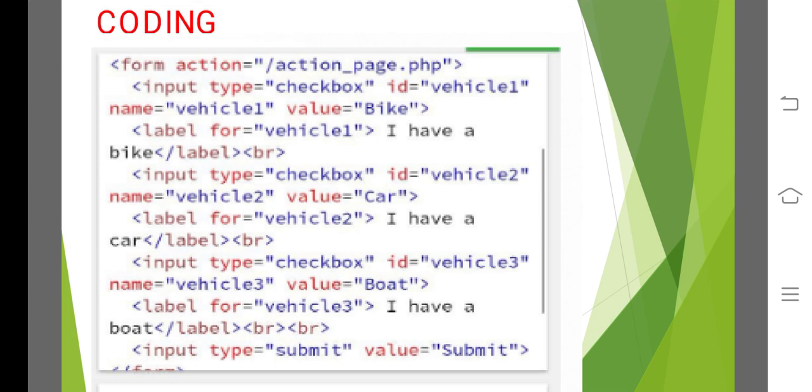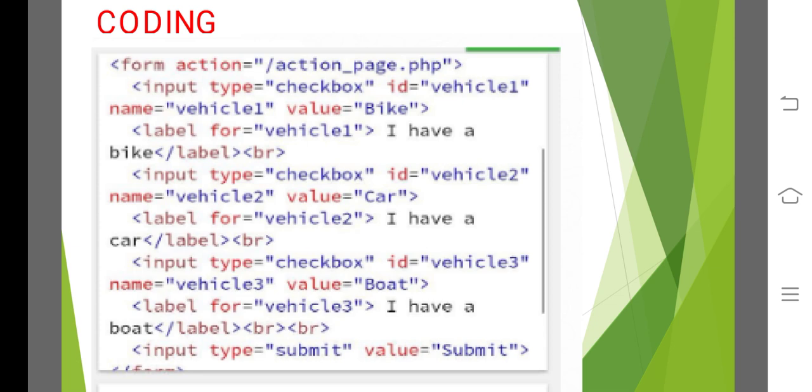This is the coding for checkbox button. Form, action, this I already explained. Input, type equal to checkbox, ID equal to vehicle, name equal to vehicle1, value equal to bike. Label, for vehicle1, I have a bike. This is the label. Input type checkbox.